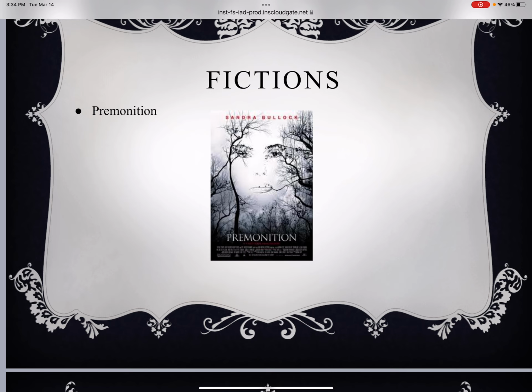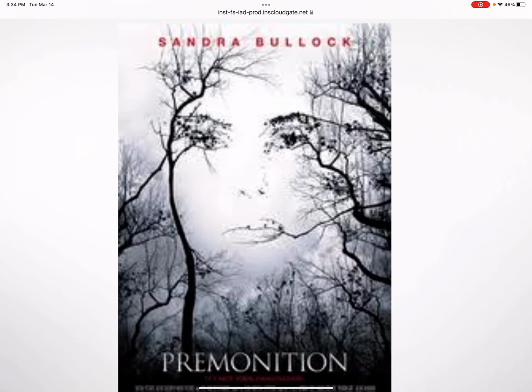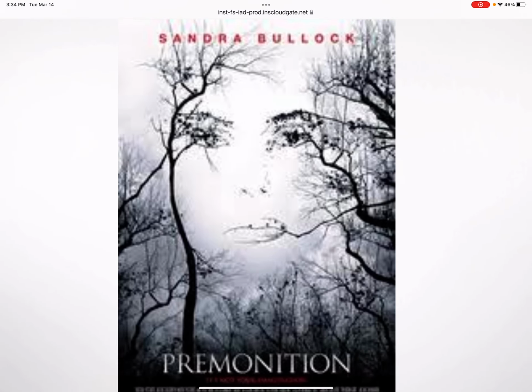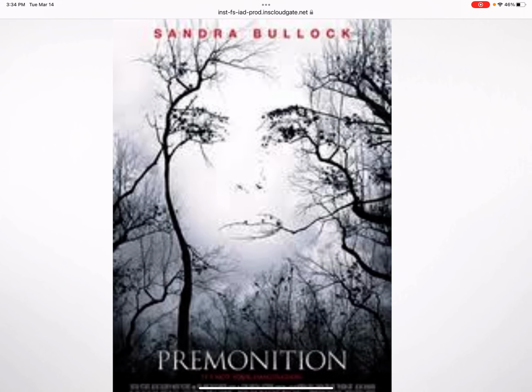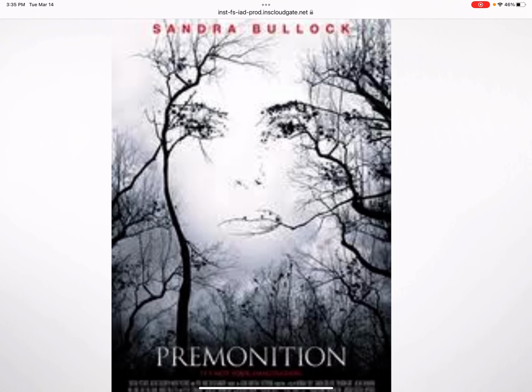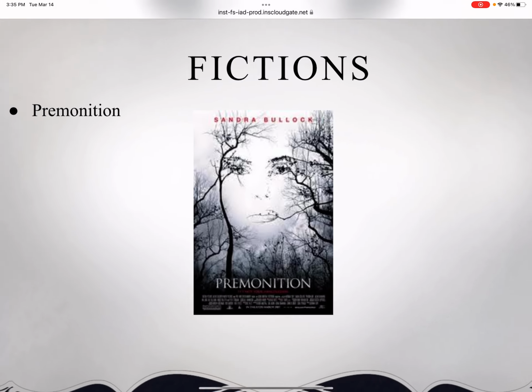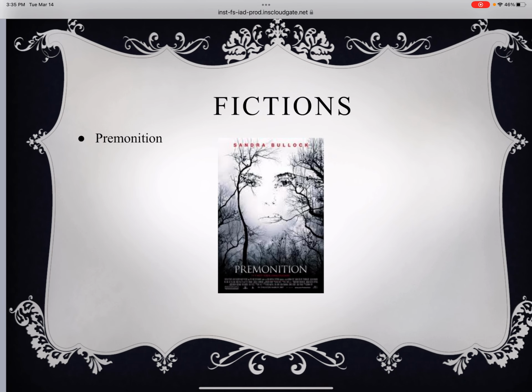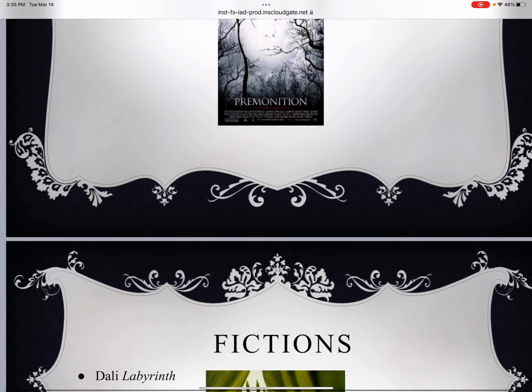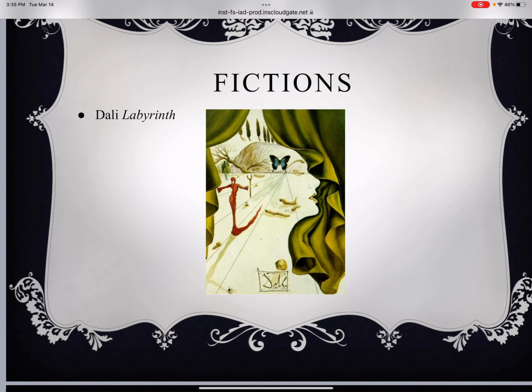So Premonition, why I included the movie poster is because if we look closely, we can see that the trees are composing her eyes. There are birds that are composing her nose. And there are birds and tree branches that are composing her lips. So our mind is making a face where one does not exist. So here's Dali's example of a fiction.